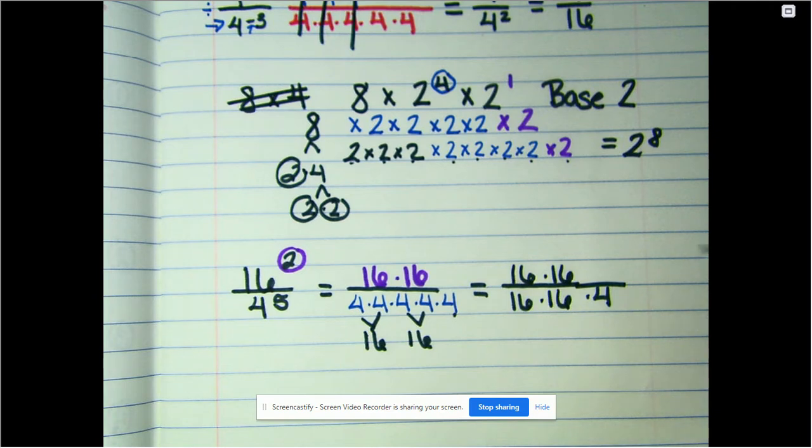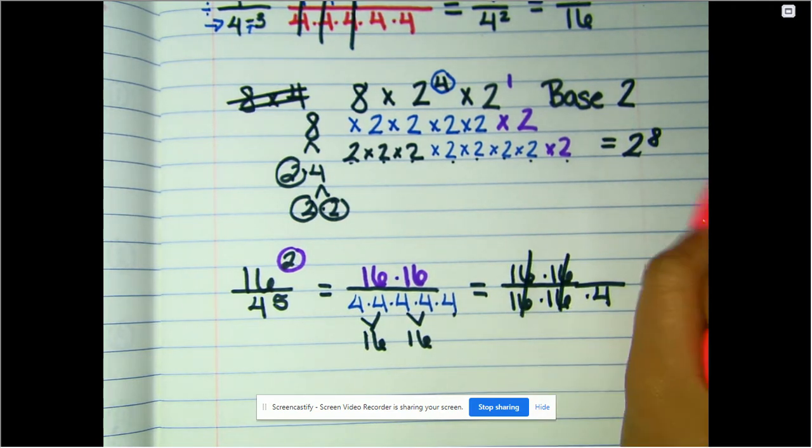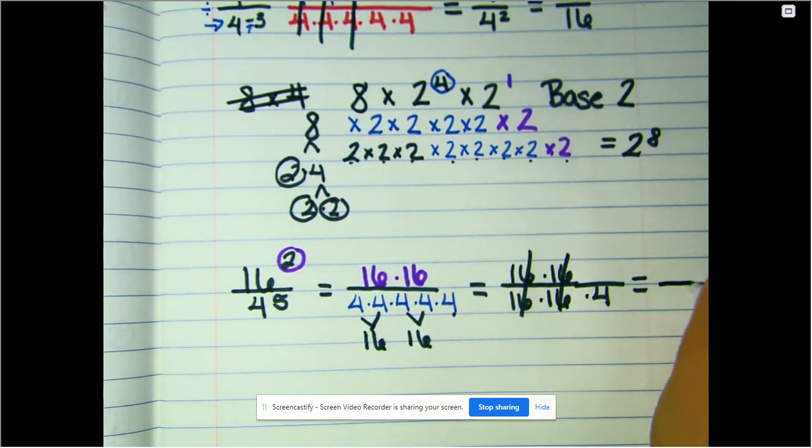Okay, so now I can simplify, cross, cross, cancel, cancel, whatever way you want to look at it. And I have a 4 left on the bottom. So my answer would be 1/4.